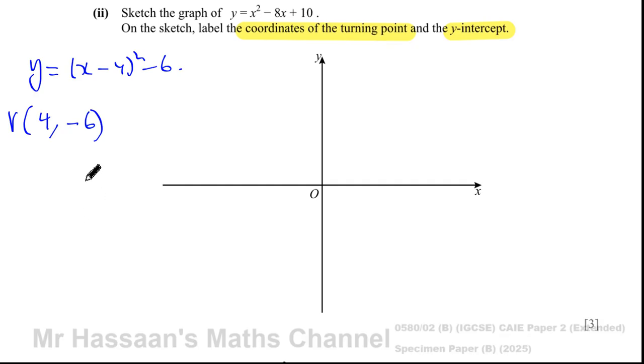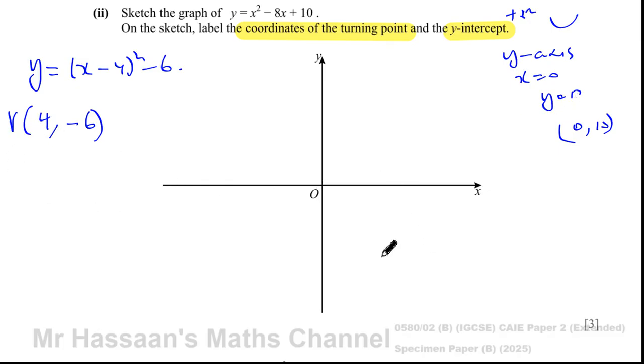Okay, 4, negative 6. That's where it's going to turn, basically, the vertex. And we can see that this is a smiley face because it has a positive x squared, so it's going to turn upwards like this. We also know that it crosses the y-axis when x equals 0. When x equals 0, we can see y is equal to 10. So it's going to go through 0, 10 on the y-axis, and it's going to turn at 4, minus 6.